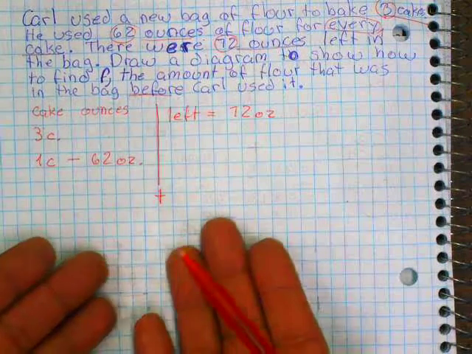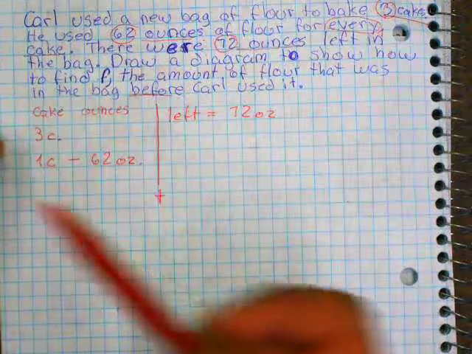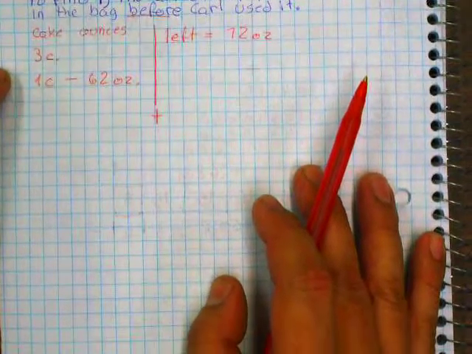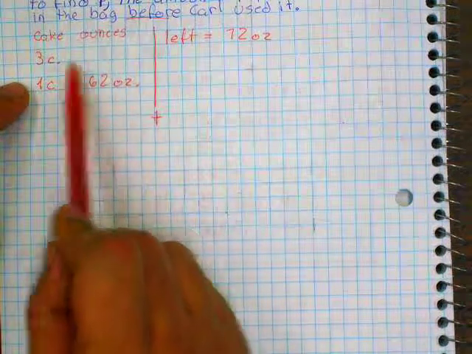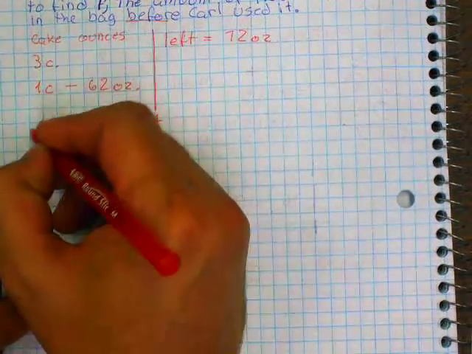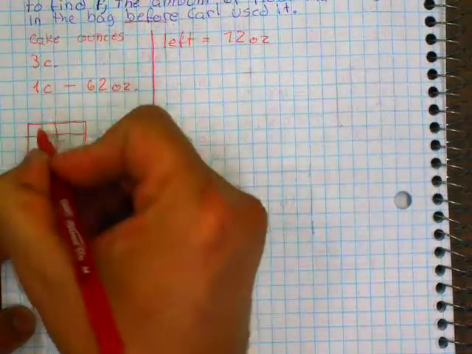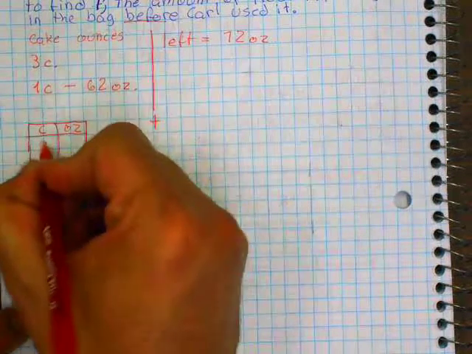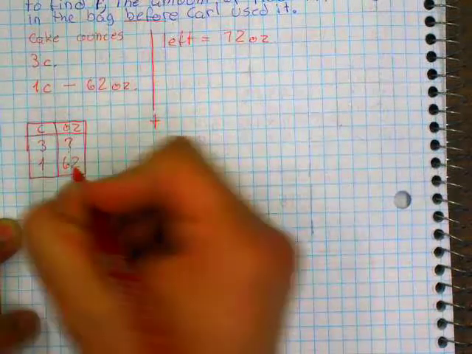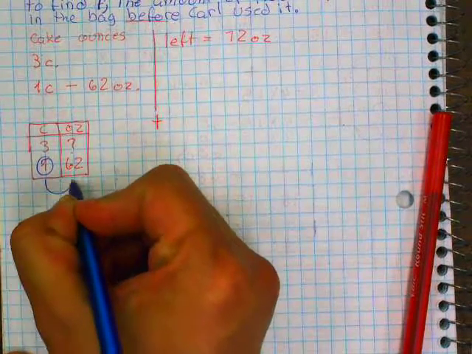So same thing here. The only difference is that before I can add, what do I need to figure out first? Cakes and ounces. How many ounces are in 3 cakes? So I need to figure out how many ounces he used in these 3 cakes. My relationship is between cakes and ounces. He baked 3 cakes. I don't know how many ounces he used, but I know that each cake used 62 ounces.